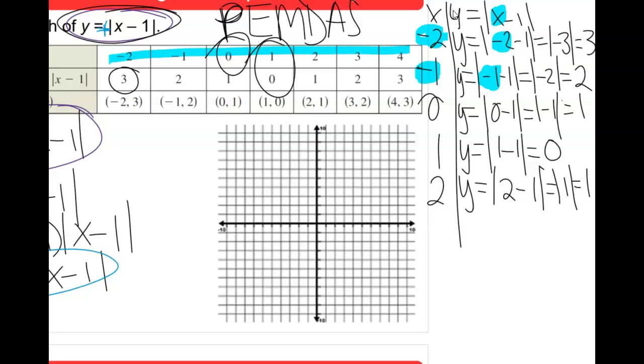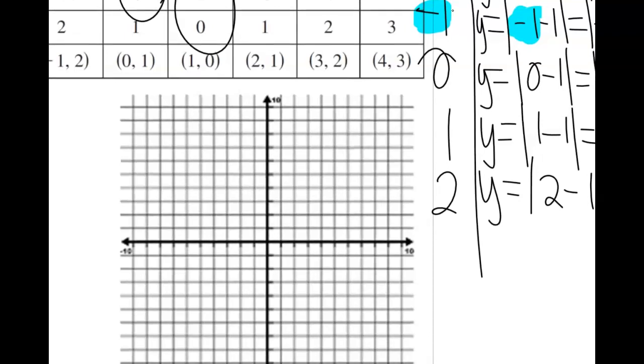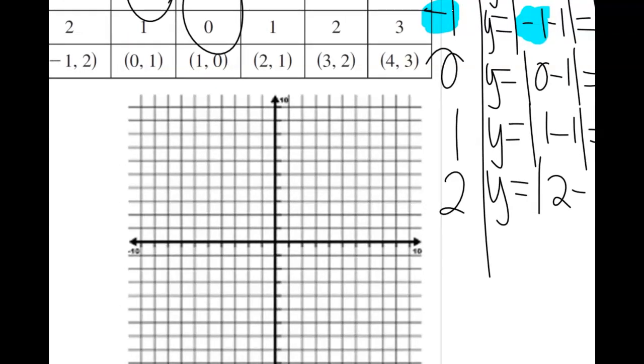Okay, so now if we plot the points on the graph that we have here, we will have -2, 3. So here. The next one is -1, 2. We have 0, 1. We have 1, 0. We have 2, 1. We have 3, 2, and we have 4, 3.